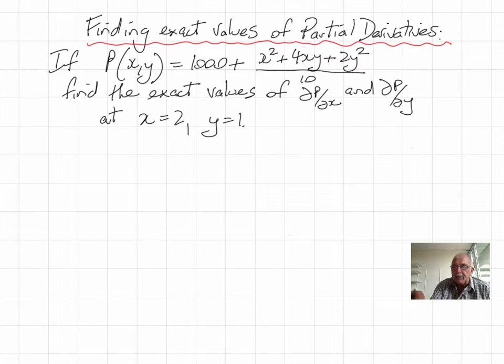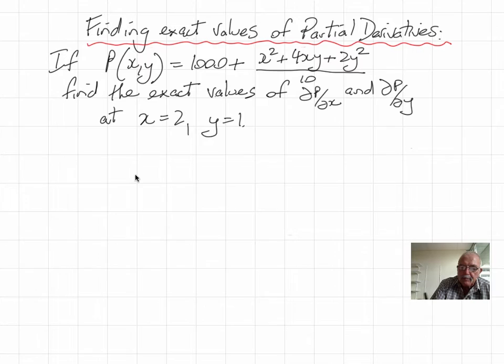Finding exact values of partial derivatives is only one extra step of substituting in the x and y values at the end. So here we have a function of two variables, x and y, and you're asked to find the exact values of partial dP/dx and partial dP/dy when x equals 2, y equals 1. So we want to find the exact rate of change at x equals 2, y equals 1. First things first, let's find partial dP/dx.